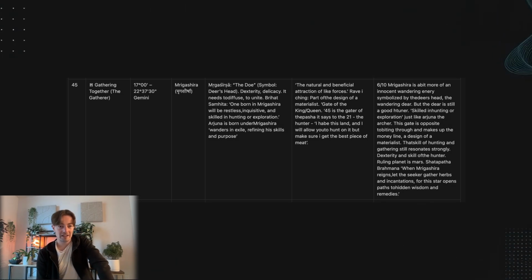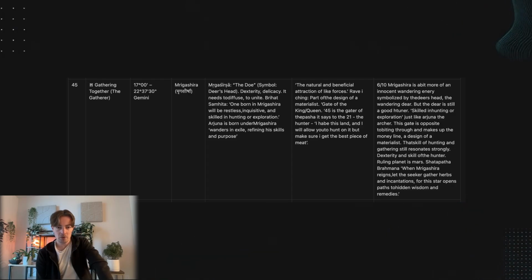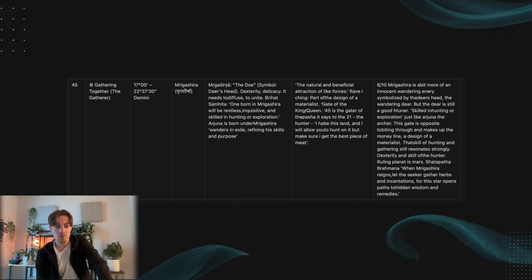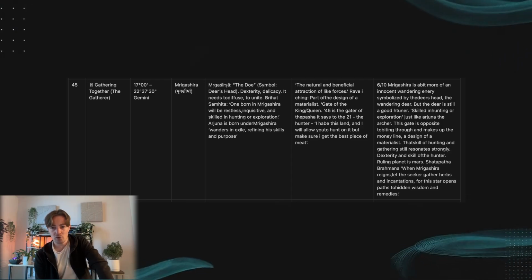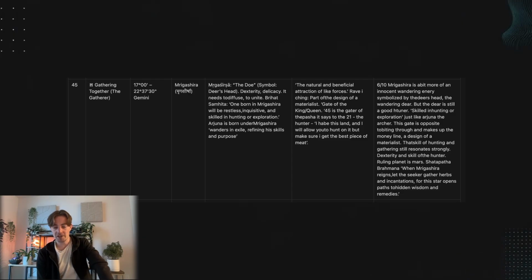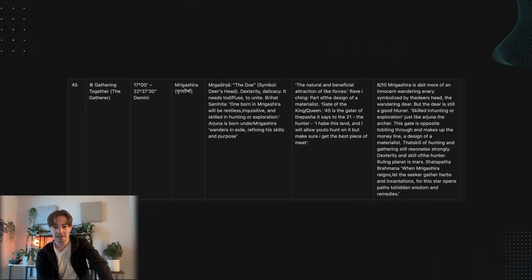Gate 45, gathering together, the gatherer. This goes from around 17 degrees to 22 degrees of Gemini. We're still in the Mrigashira Nakshatra. The doe's head, this delicacy and swiftness of the doe. The notes I have for this gate of the gatherer: the natural and beneficial attraction of like forces. And from the Rave I Ching directly, part of the design of a materialist. It's the gate of the king or queen. The 45 is the gatherer, the gatherer of the Pasha.